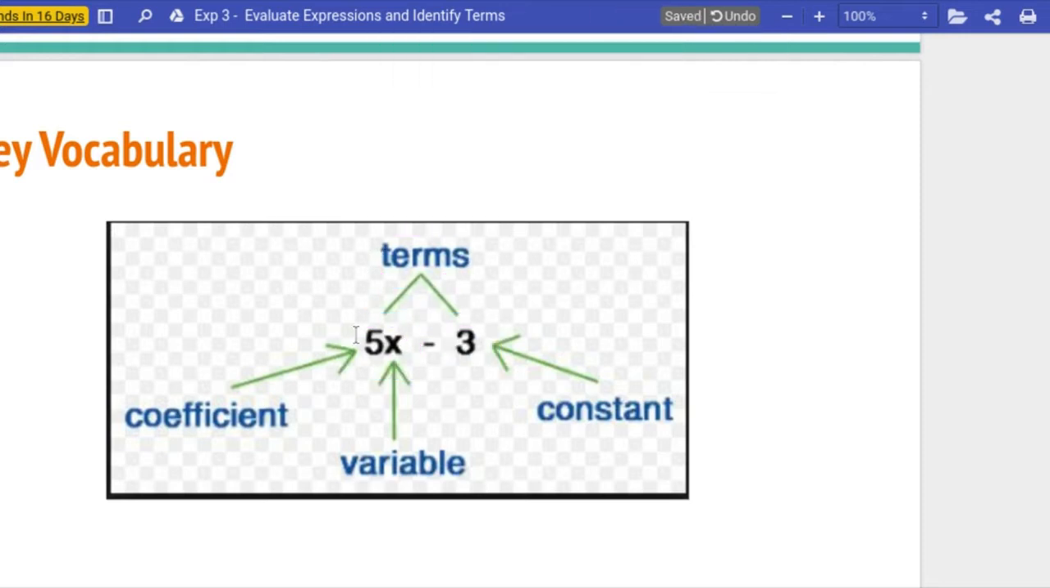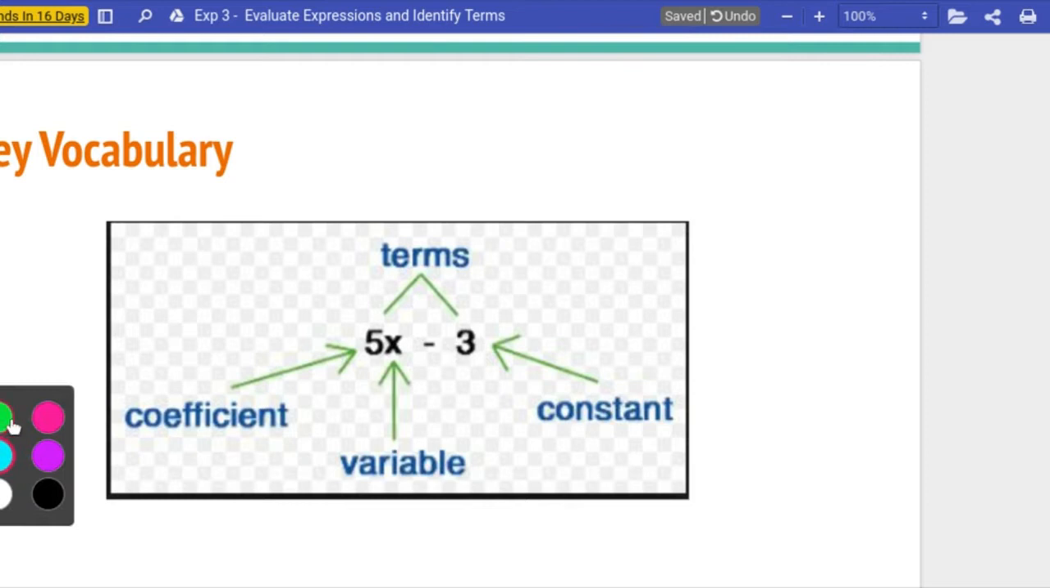Let's look at another vocabulary word. We're going to look at this one right here, a constant. What is a constant? Constants are terms that never change. So this 3 is the constant in this expression. 3 will always be worth 3. This term, the value of it will change depending on what the value of x is. So it is not considered constant. Only the 3 is considered a constant.